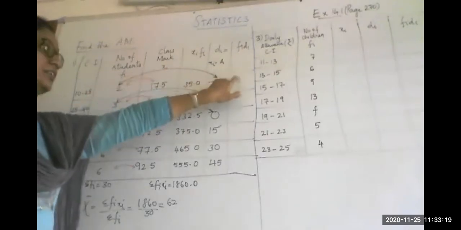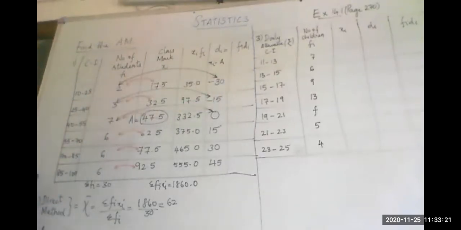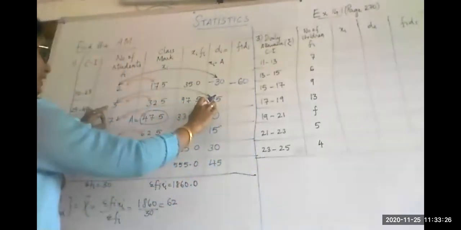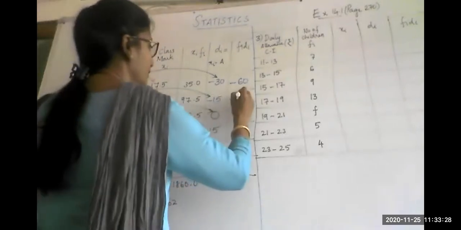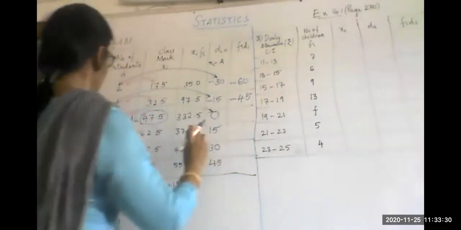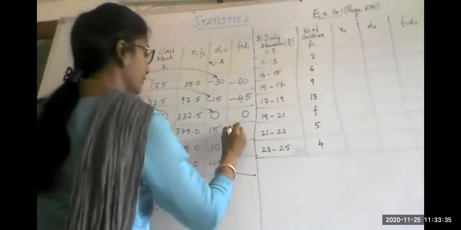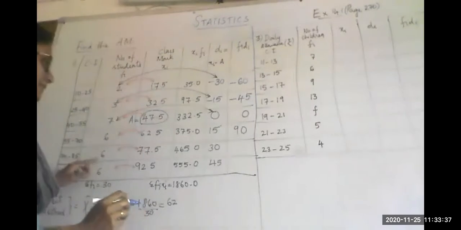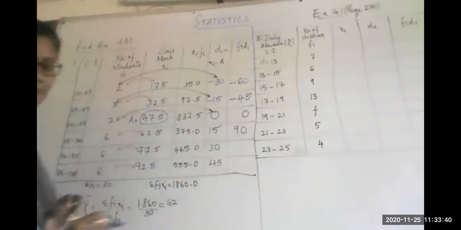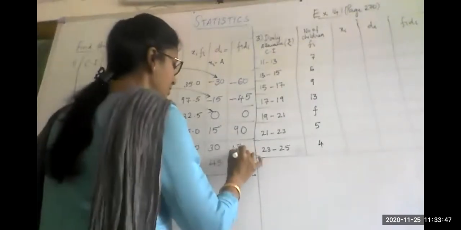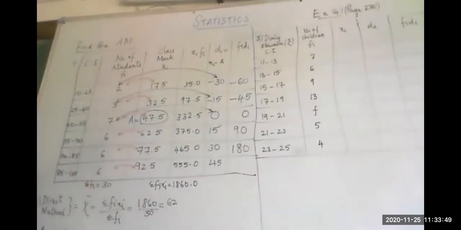So what will be the first one here? Negative 30 into 2, negative 60. Negative 15 into 3, negative 45. Zero. 6 into 15 is 90. 6 into 30 is 180. That is a positive 180. 45 into 6 is 270. Yes.